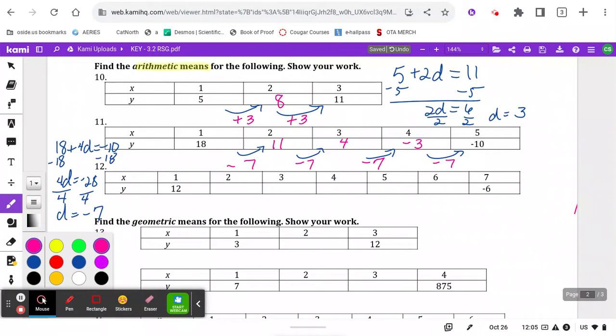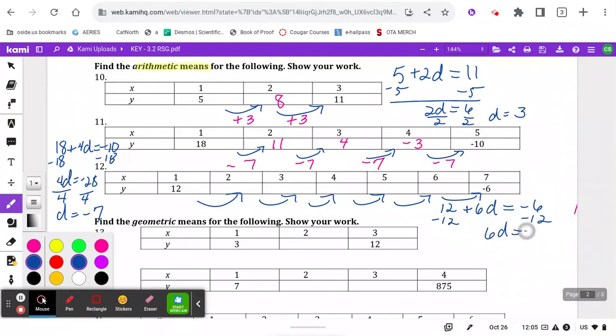All right, next one starts with 12. Adding 1, 2, 3, 4, 5, 6 times some unknown number, and that should end with negative 6. I get 6d equals negative 18. So I get my common difference is a negative 3. Again, it's a subtraction. So if I'm minusing 3, I get 9. Minus 3 is 6. Minus 3 is 3. Minus 3 is 0. Minus 3 is negative 3. And then that works again for the negative 6.